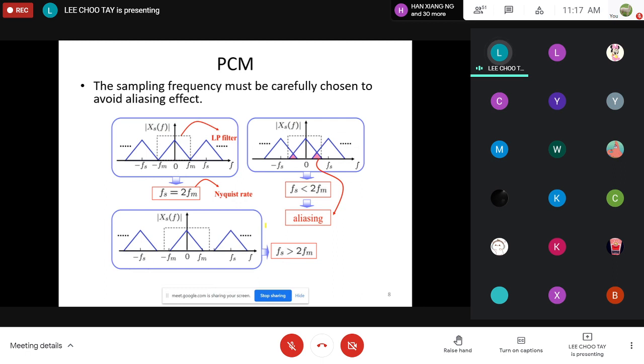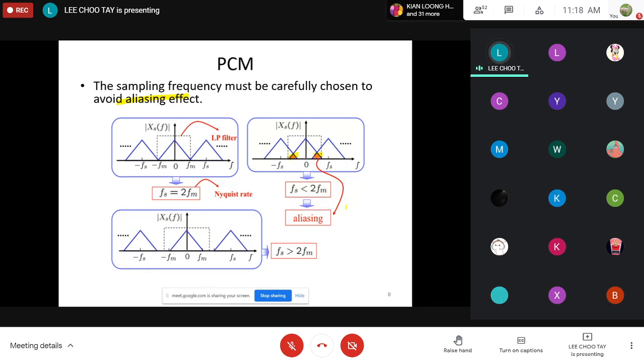Again, when you perform sampling, make sure the sampling frequency is high enough to avoid the aliasing effect. We have looked at the effect of not using a frequency that is high enough. Then you're going to have your spectrum overlap over here. When your spectrum overlaps, that means the signal that we recover will not be the exact version of the signal that we transmit. Basically, you're going to have a distorted signal at this region.